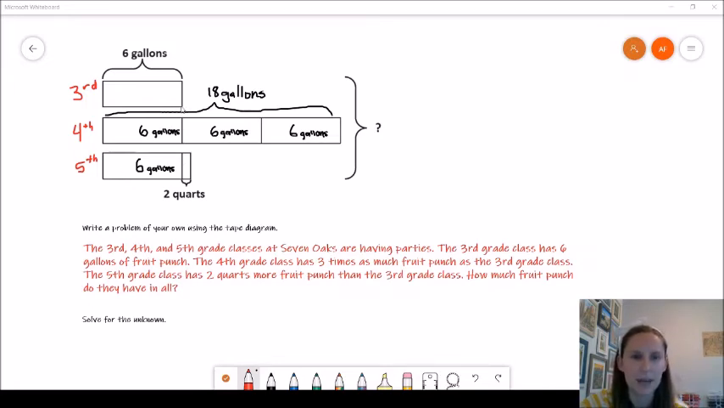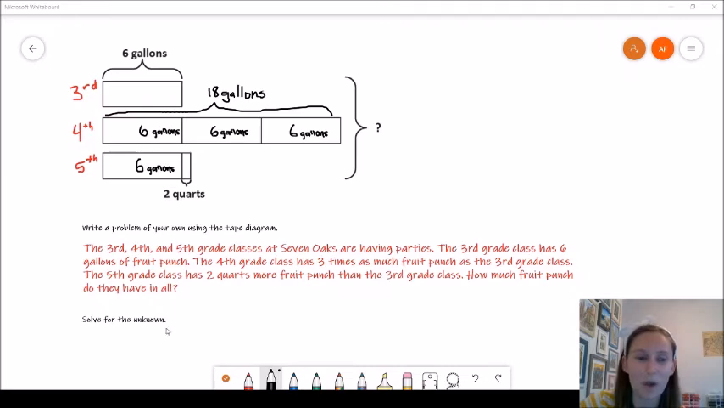So we can see that the tape diagram for the 5th grade class is the same as the 3rd grade plus an additional 2 quarts. How much fruit punch do they have in all? Because we're trying to solve for this unknown of all of these values together. So my word problem here matches my tape diagram. But there are an endless amount of possibilities of what I could write, as long as it matches the tape diagram, it's asking for the total of all 3 of these values, and it's measuring the volume of something in gallons and quarts.